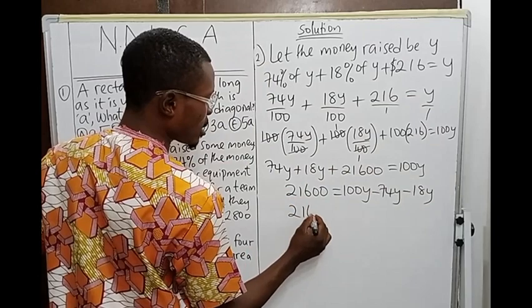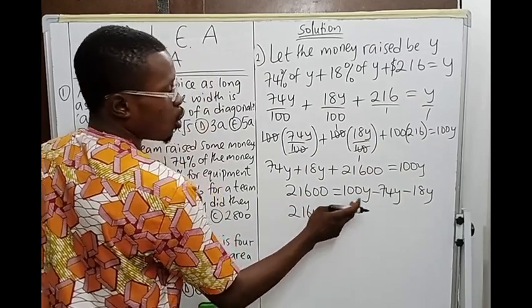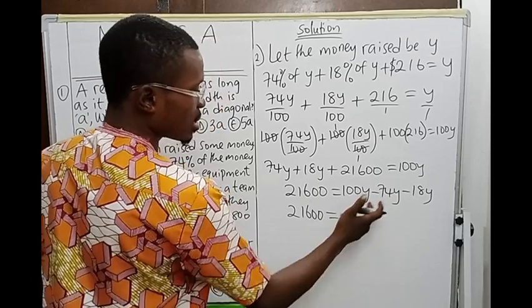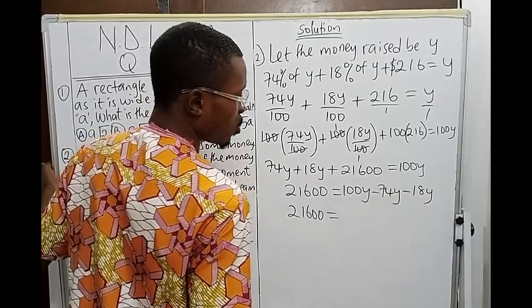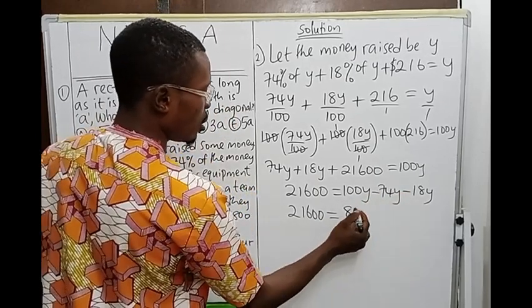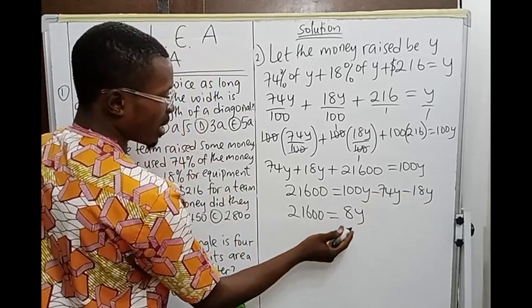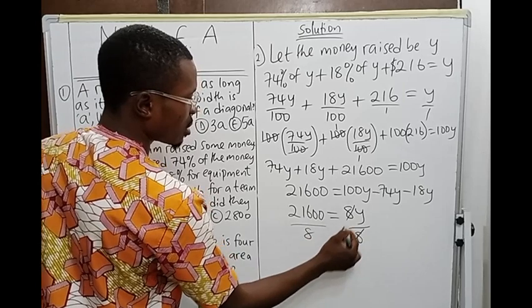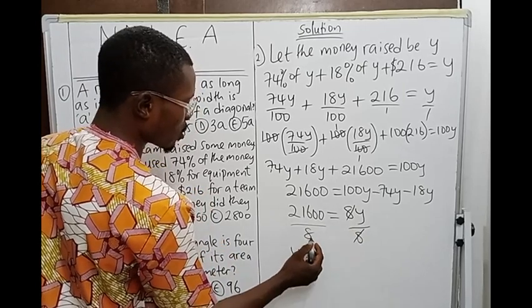So 21600 equals what? 100 minus 74 is what? 26. 26 minus 18 is what? 8y. So divide both sides by 8 to get your y. Divide by 8. Divide by 8. 8 cancels out 8. So your y now equals what?